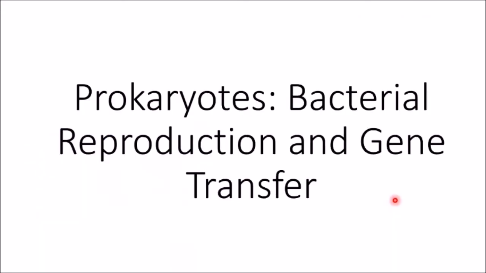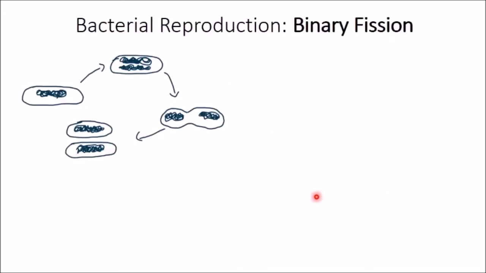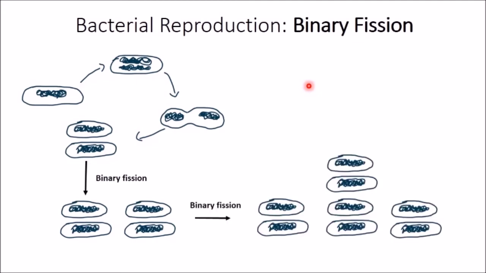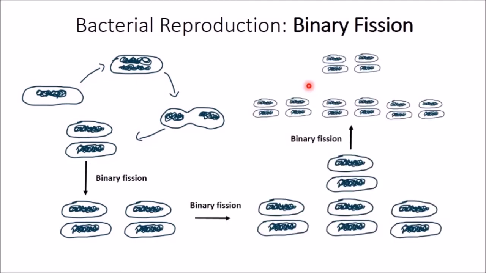All right, prokaryotes, bacterial reproduction and gene transfer. So here's binary fission. Very simple. You take the bacterium, it replicates its DNA, and then it splits, and then you get another bacterium. So now you initially started with one bacterium, and now you have two. Now you can undergo binary fission again, and then you end up with 4. Again, we just double the amount that we had initially. We go binary fission again. Now we have 8. Do binary fission again. Now we have 16. We keep doing that, we keep doing that.